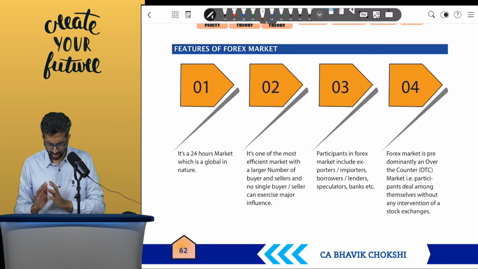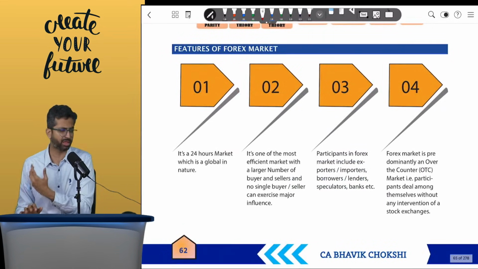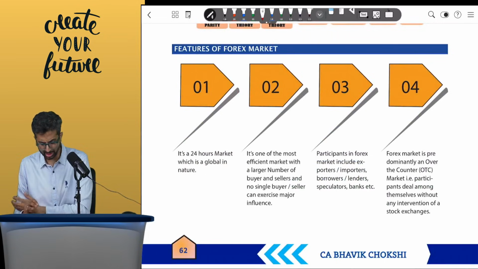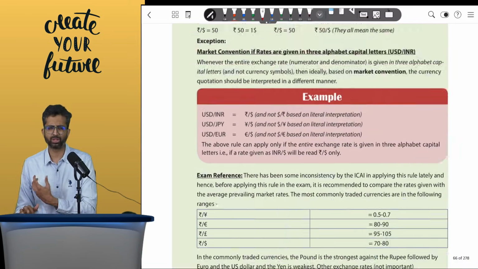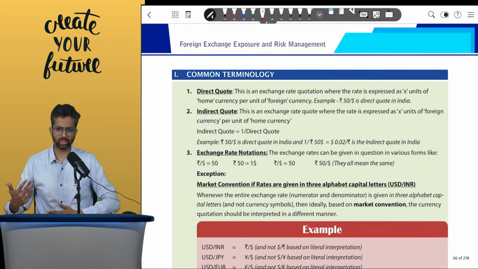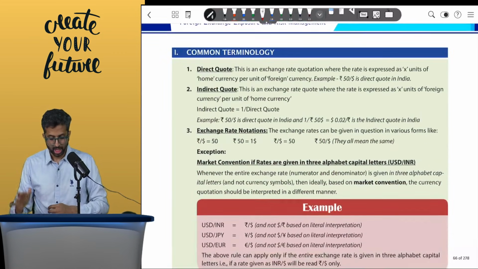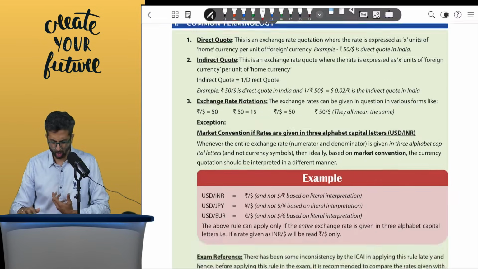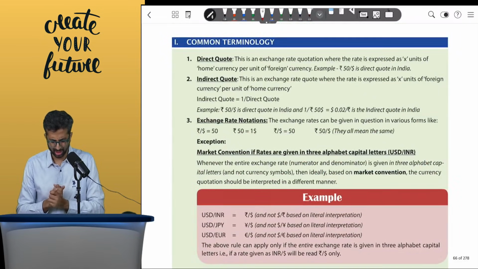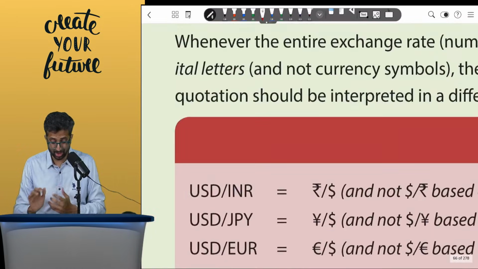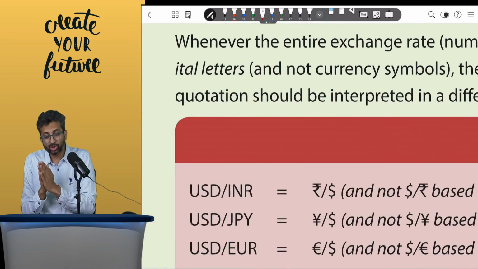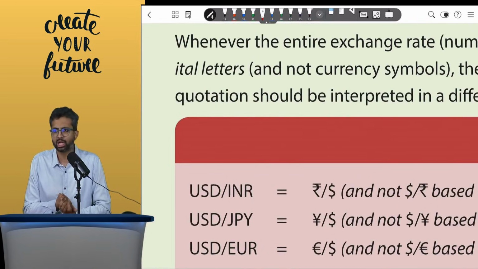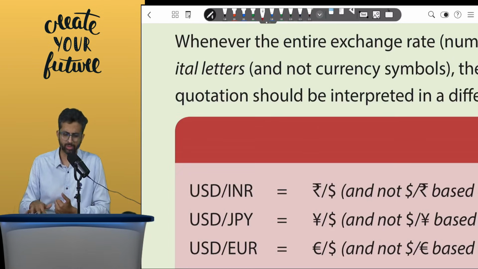Okay. Now, there are some features of the foreign exchange market. It's a 24-hour market, one of the most efficient markets, and it is generally an over-the-counter market where bankers and dealers deal. The common terminology: direct quote, indirect quote, notations, etc. Sometimes when the rates are given like this, you need to be careful to see. These are SWIFT codes, market conventions. You need to see what it signifies, like USD INR given to you at 70. That is actually rupee per dollar rate, for example.